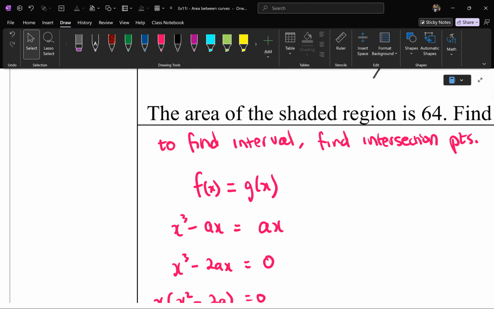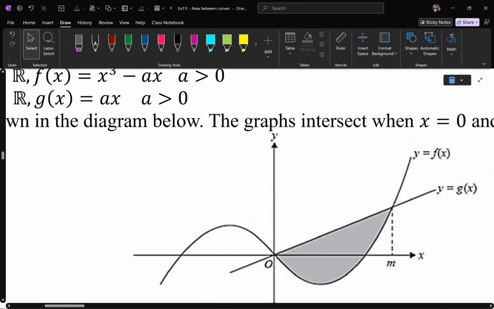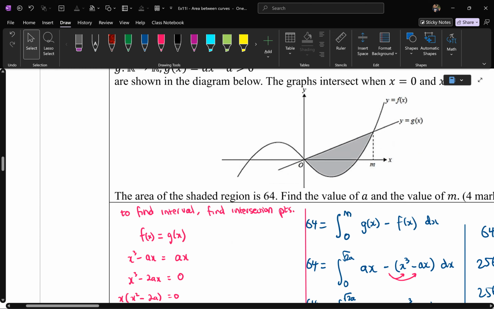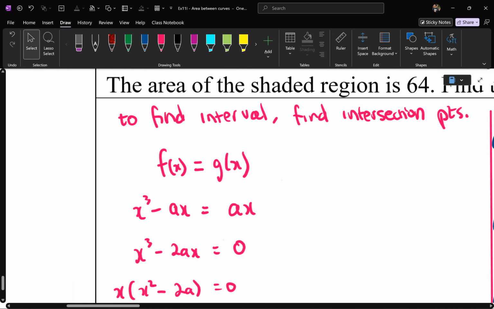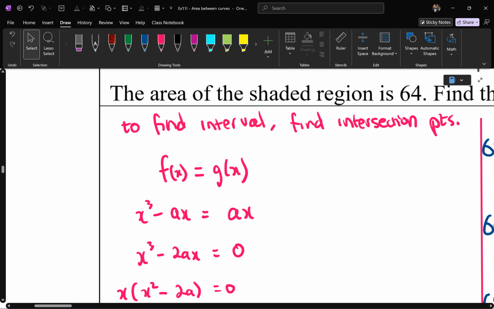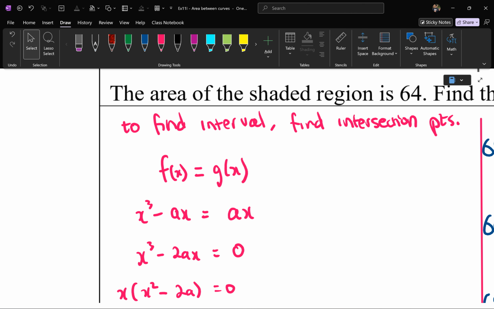Similar to the previous example I did with you, first thing you needed to find is the intervals. Intervals, 0 to m, find the intersections first. So to find the intersection, you let f of x equal to g of x. And this is what you should have to start off with. F of x equals g of x. Here's your cubic. Here's your linear. This is what I was saying before. Don't divide the x's. That's what students generally do. Move the values across. You're meant to factorize and solve.